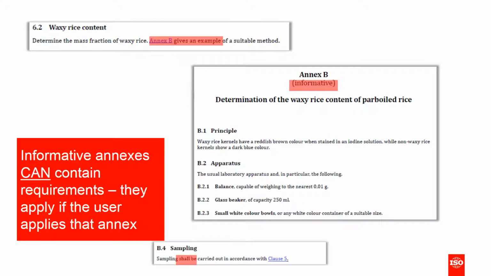Remember, however, that informative annexes can in some cases contain requirements. If the user chooses to apply that annex, then the user must follow the requirements within the annex.